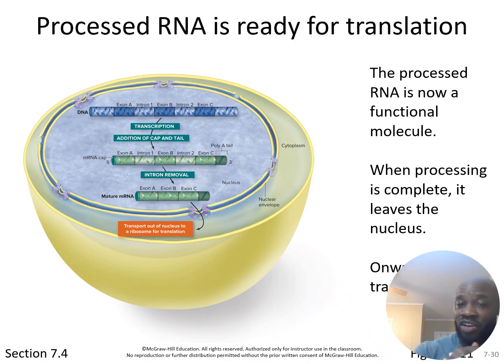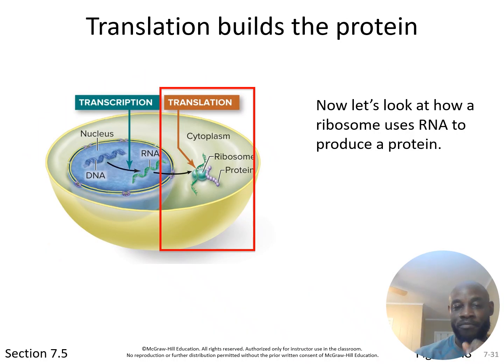Now the processed RNA is a functional molecule, and when processing is complete, it can leave the DNA, leave the nucleus. Your DNA stays in the nucleus, but this RNA copy of a section of DNA called a gene can now leave the nucleus. Now let's look at how it becomes a protein.